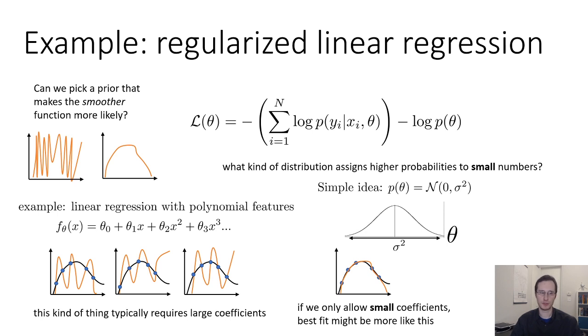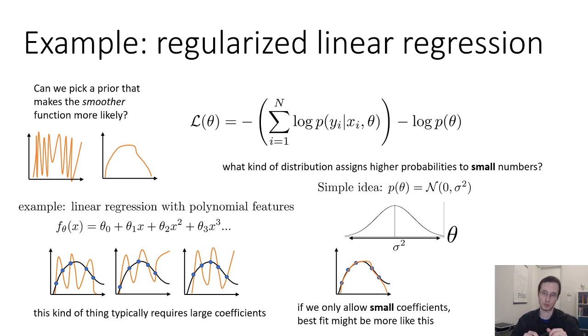Polynomials that look like the ones in the lower left generally tend to have large coefficients. They need those large coefficients to be able to make these big spikes and big jumps. If we only allow polynomials with very small coefficients, we'll get curves more like the one in the bottom right. With small coefficients, you can't have these big spikes.